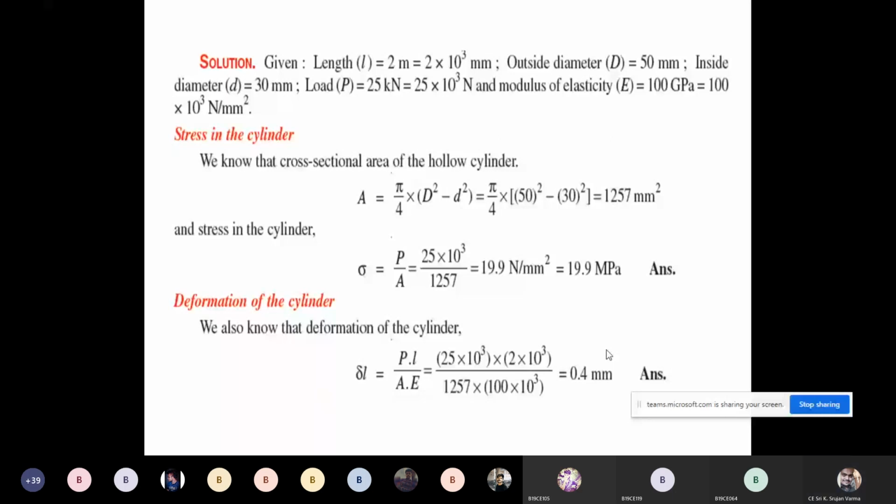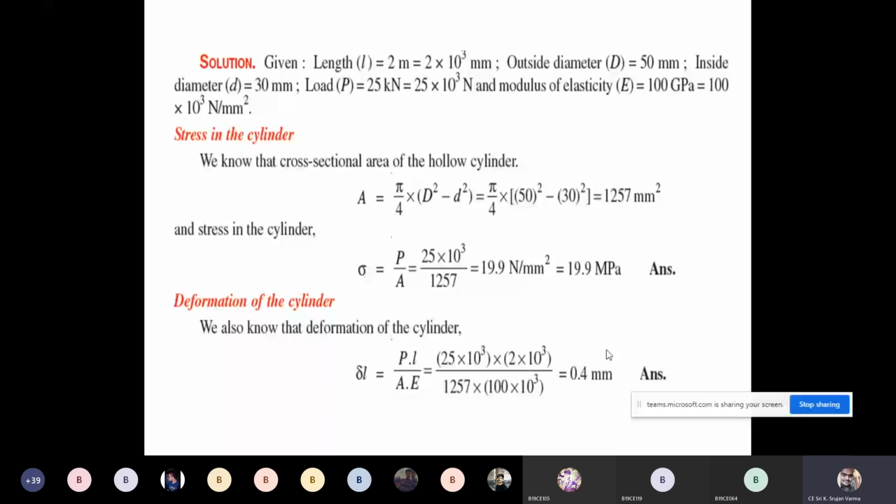So, given data: length is given to us, that is 2 meter, that is 2 into 10 to the power 3 millimeter. Outside diameter, let us take that as capital D, which is equal to 50 millimeter. Inside diameter, let it be small d, that is equal to 30 millimeter. And load, capital P, is given to us, that is 25 kilonewton. So how much is 25 kilonewton? 25 multiplied by 10 to the power 3.